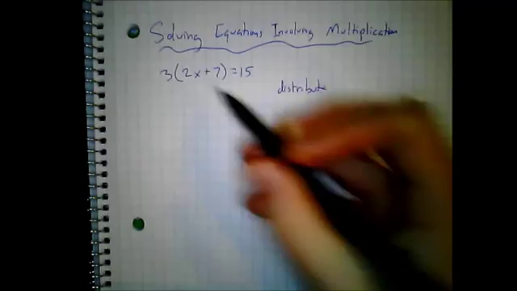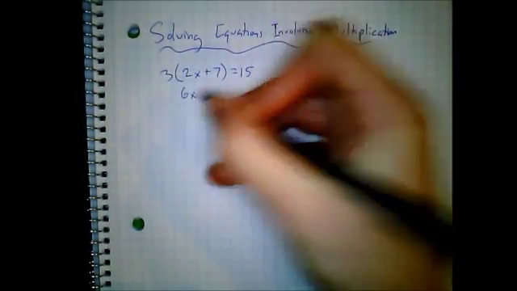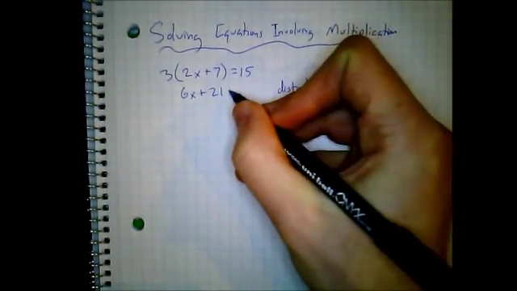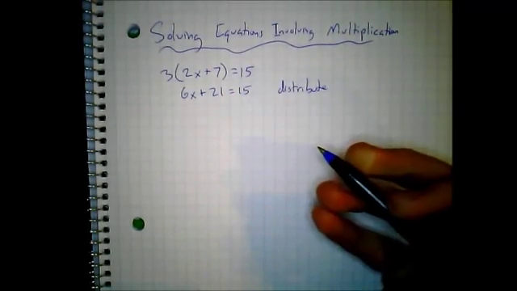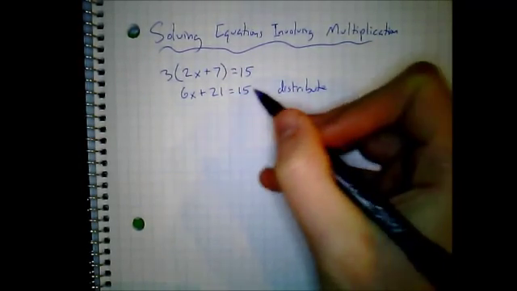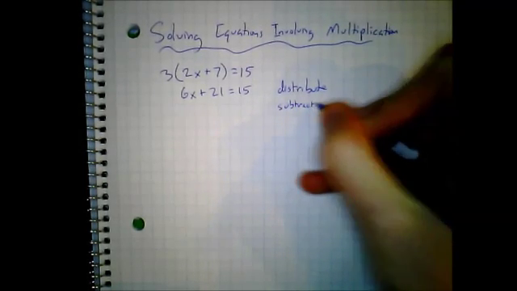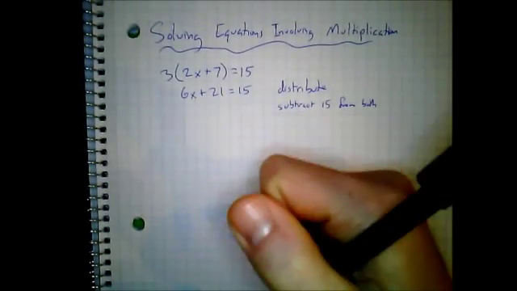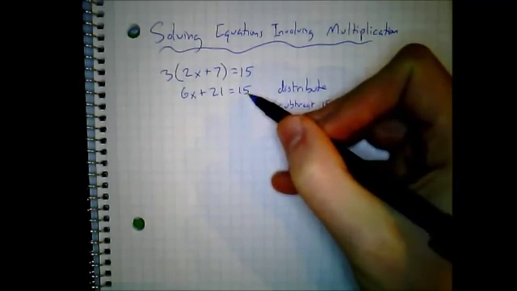We know how to distribute. We have 3 of the group 2x plus 7, so we do 3 times 2x and get 6x, and 3 times 7 and get 21. So we have 6x plus 21 equals 15. Now this is a very simple equation that we know how to solve. I have 21 positive units on the left and 15 positive units on the right, so I can subtract 15 from both sides.